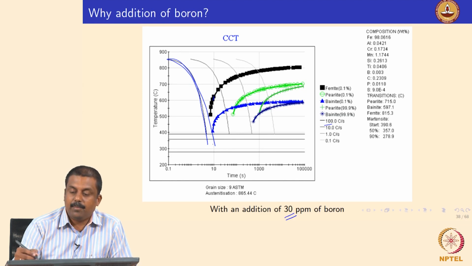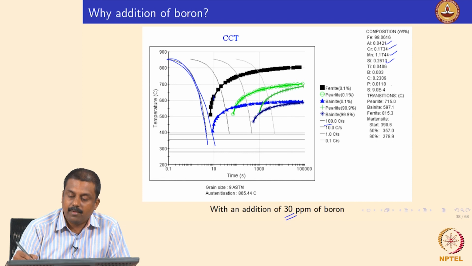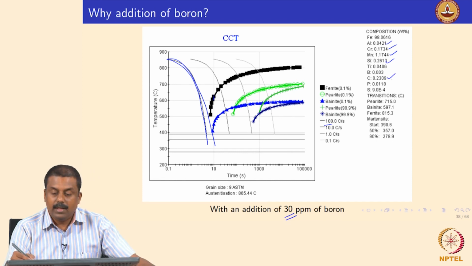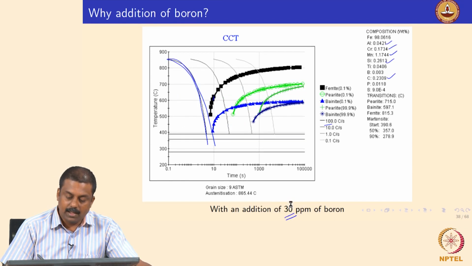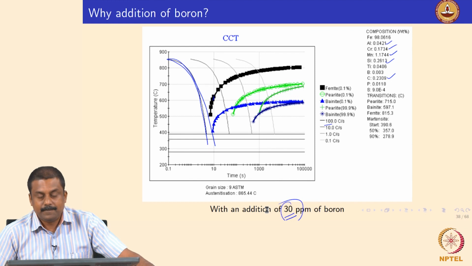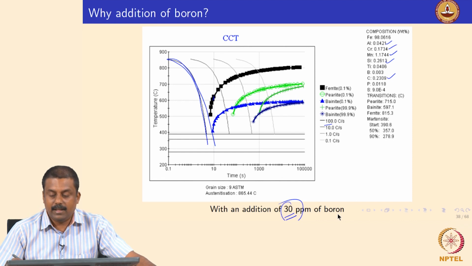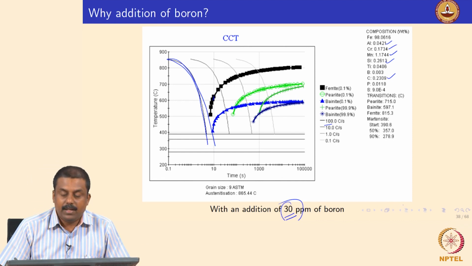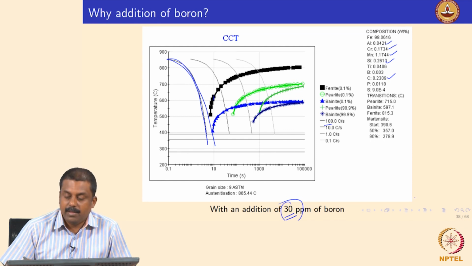You don't change the composition much. You have all of them similar: aluminum, chromium, manganese 1.17, silicon, and carbon of 0.23. It is the same as the previous case, but we just add about 30 ppm of boron, and that can change the critical cooling rate significantly, because the boron decorates the grain boundary, and because of that you suppress the ferrite formation. Due to that you stabilize austenite, and the austenite can be transformed to martensite upon cooling to room temperature.